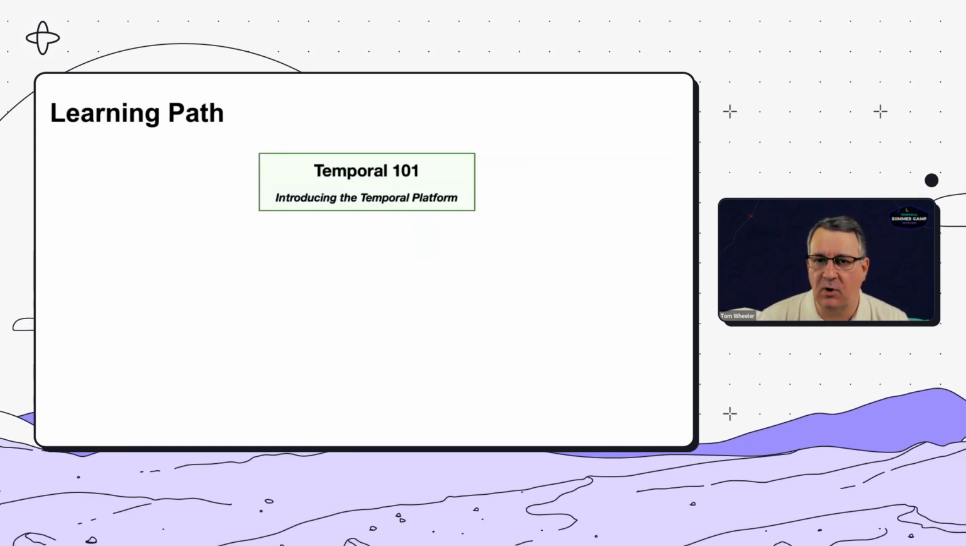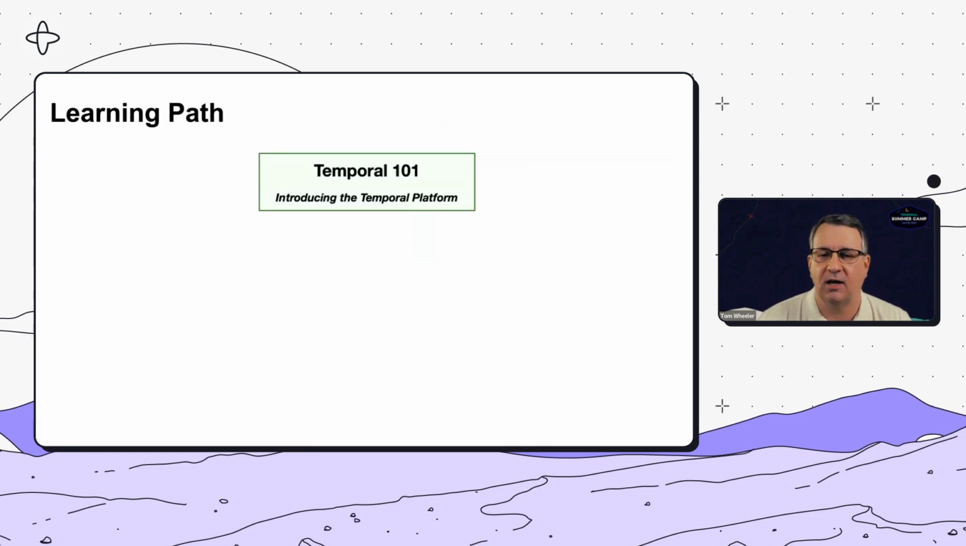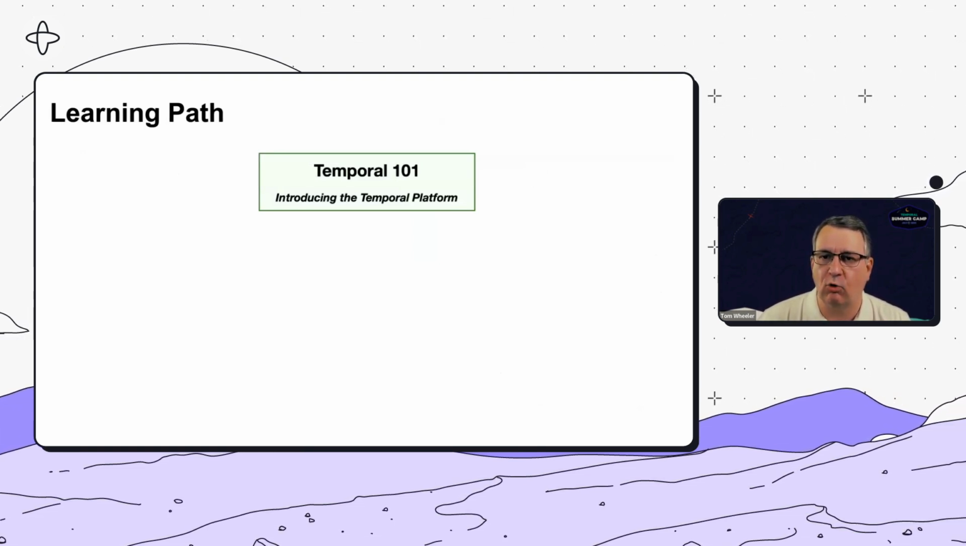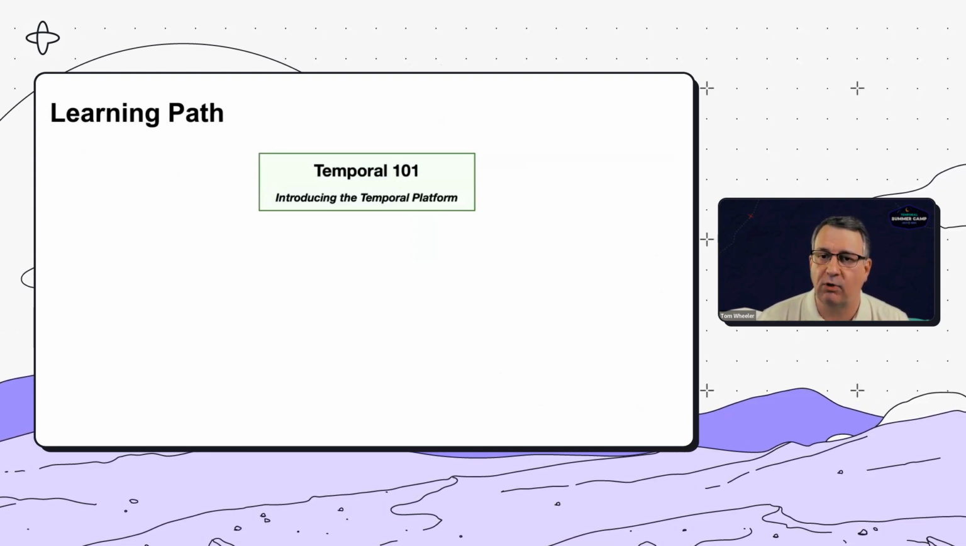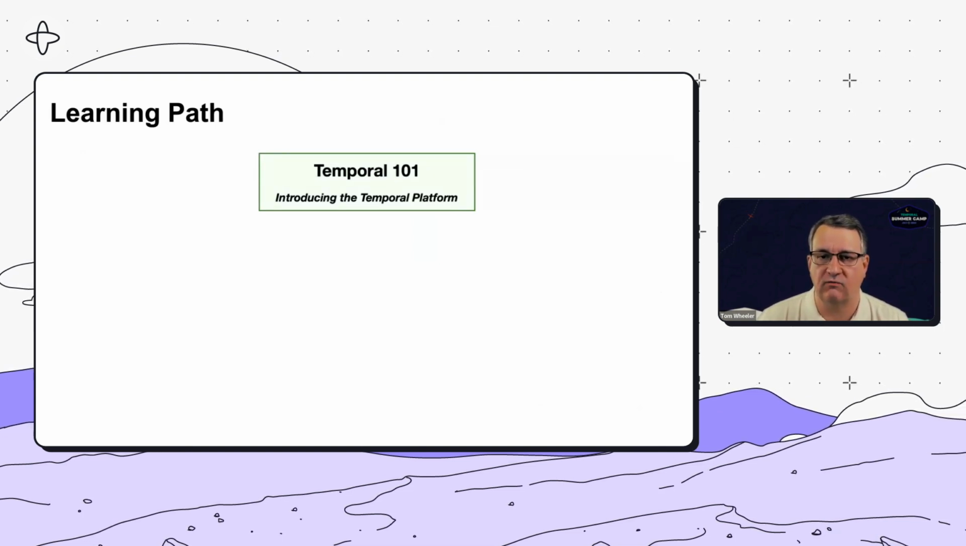A lot of times people wonder, well, there's so many courses here, what should we take? What order should we take them in? And I want to address that now. I recommend that everyone begin here with the Temporal 101 course. As Alex described, it's a solid introduction to the Temporal platform, and it provides foundational knowledge that will help you with every other course that follows.